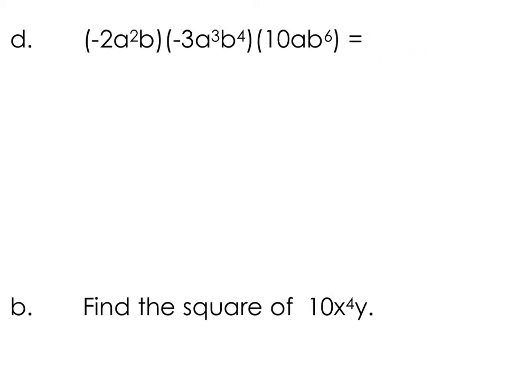You want to multiply the coefficients. Negative 2 times negative 3 is positive 6 times 10, 60. A to the second times a to the third times a. You want to add the exponents. 2 plus 3 plus 1, 6. A to the sixth.